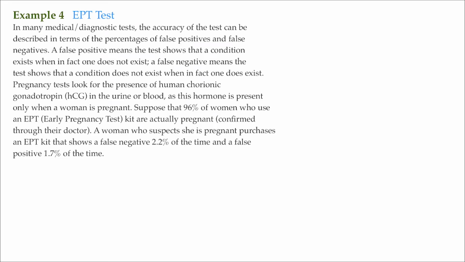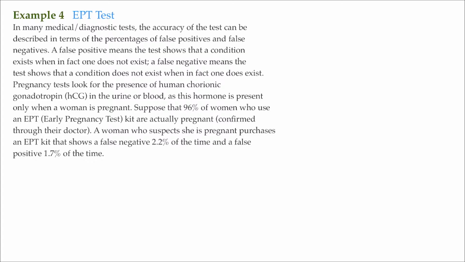Now, this example introduces testing or experimentation outcomes and how they can be inconsistent sometimes. It would be great if any type of test that was done on something was infallible, but we certainly know that that's not the case. Tests can be wrong. So this example shows an EPT test. An EPT test is an early pregnancy test. You could purchase one of these tests at your local pharmacy.